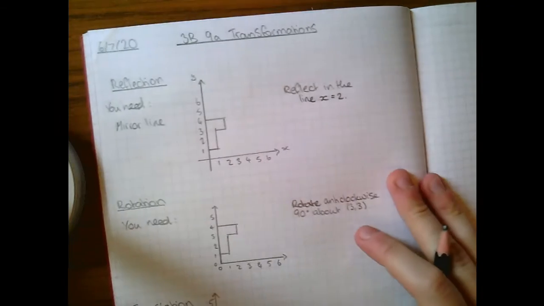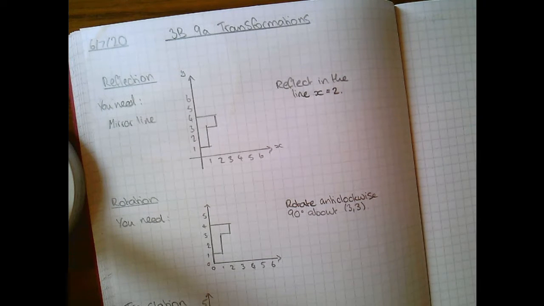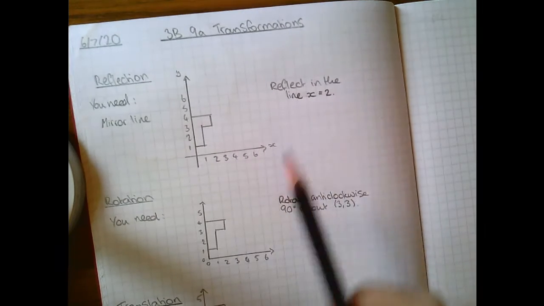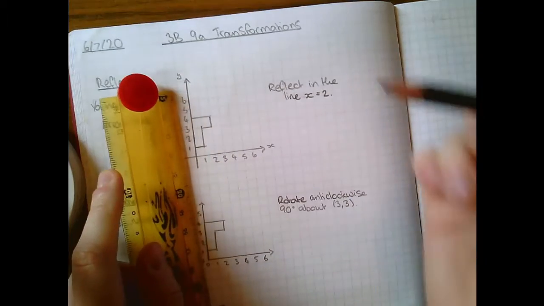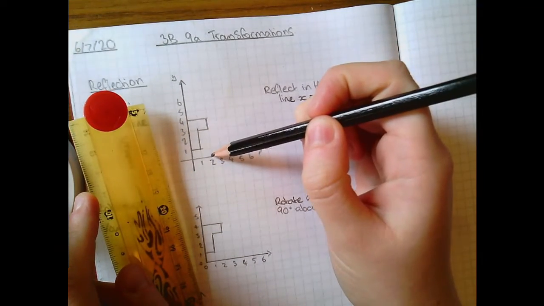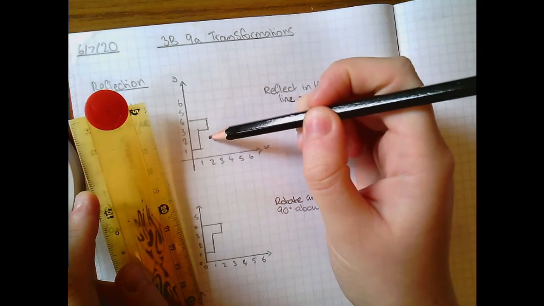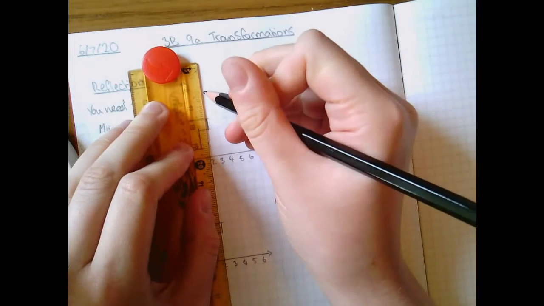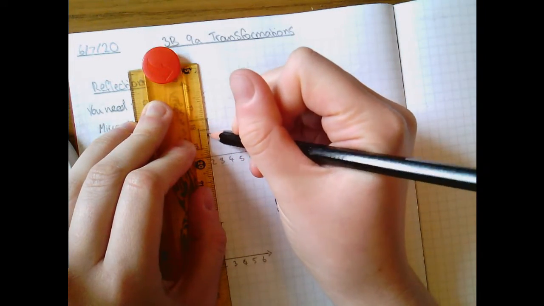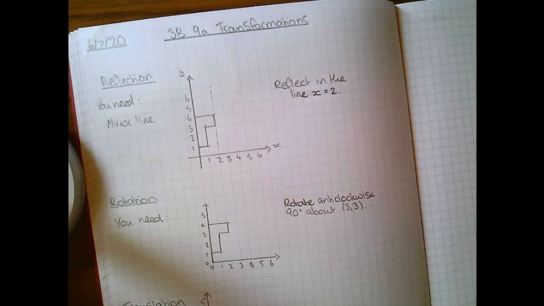In this example, it's asking you to reflect in the line x is equal to 2. So now you need to figure out which line that is. You know that x is equal to 2 means that the x coordinate is always 2. So the line where the x coordinate is always 2 is here. That's (2, 0), (2, 1), (2, 2), (2, 3), (2, 4), and so on, all the way down there. So that is your mirror line. Do it as a dotted line.